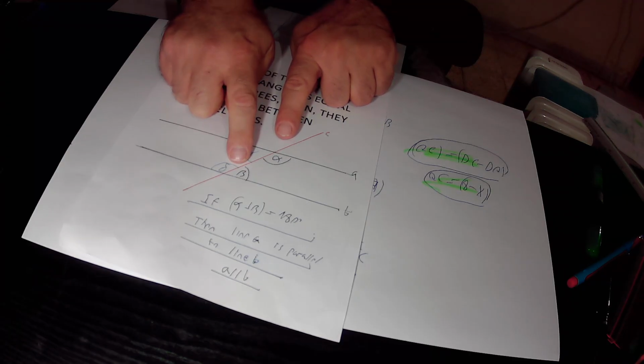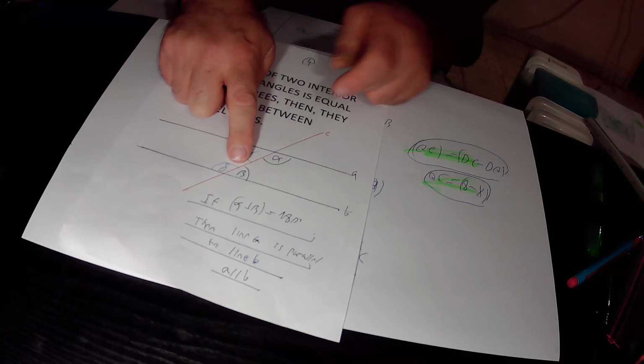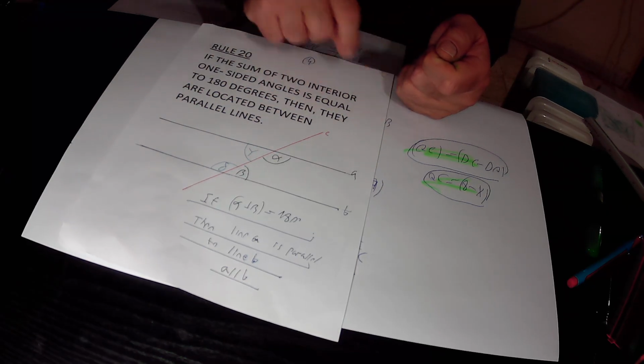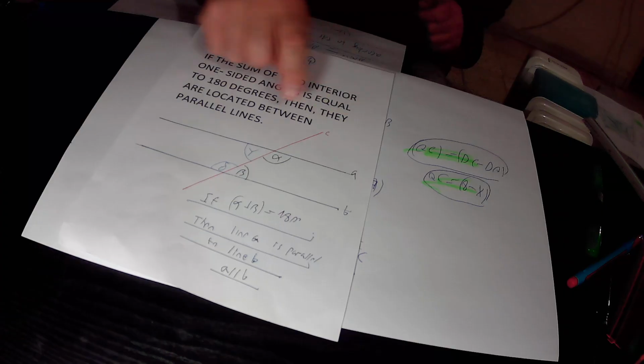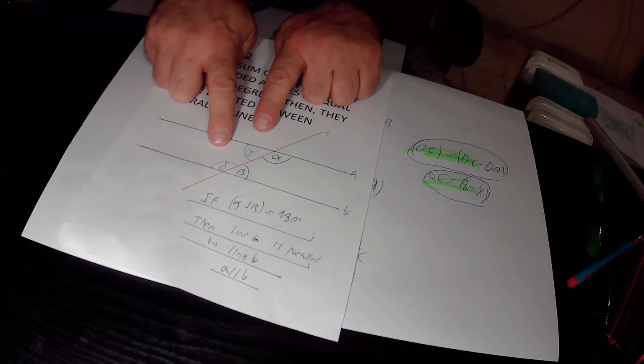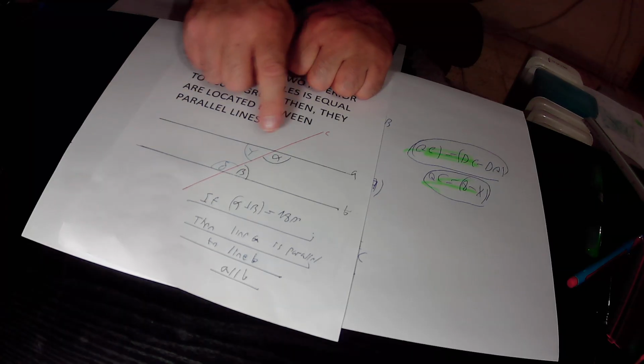So if the sum of those two angles is equal to 180 degrees, that is to say, if alpha plus beta equals 180 degrees, then they must be located between parallel lines. That is to say, line A is parallel to line B. Likewise, those two angles, gamma and delta, are both defined as one-sided interangles. So if gamma plus delta equals 180 degrees, then they must be located between parallel lines. That is to say, line A is parallel to line B.